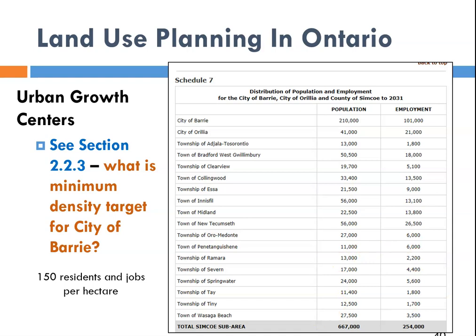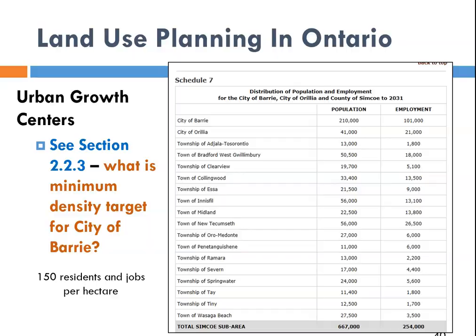The other piece that works into when we look at both the population and employment is when you look at section 2.2.3, these numbers are generated based on a specific density of residents and jobs. All right, so the provincial planning document doesn't have necessarily this table. This table is included as a schedule later on, but those population densities were created for a number of different areas based on that particular section.